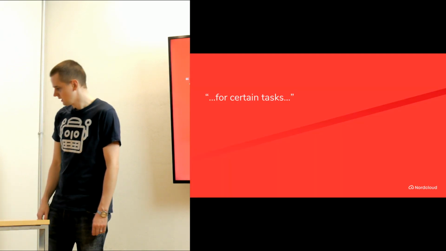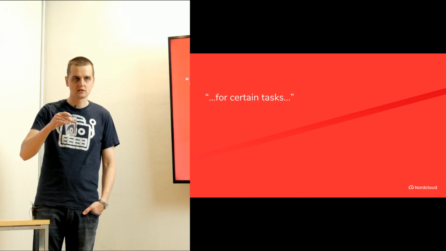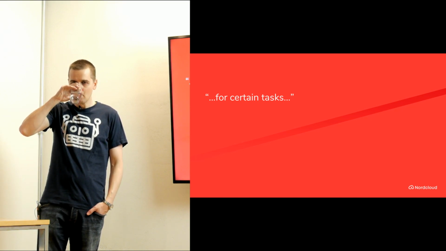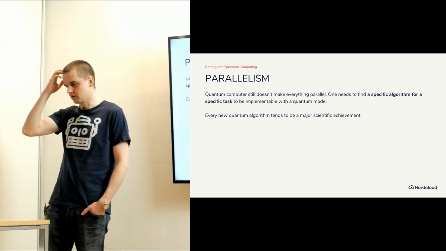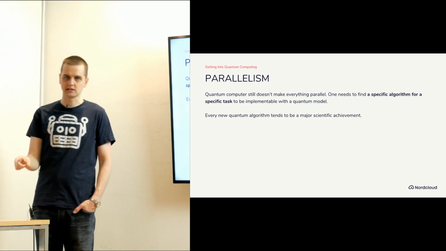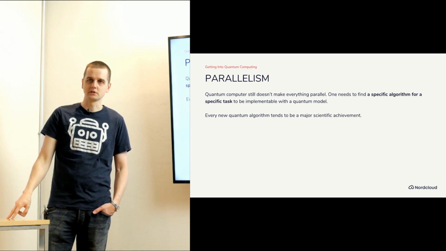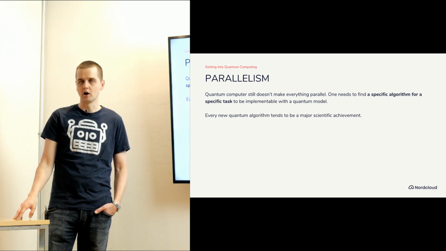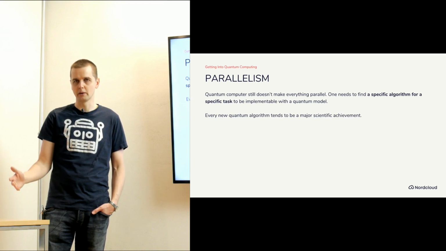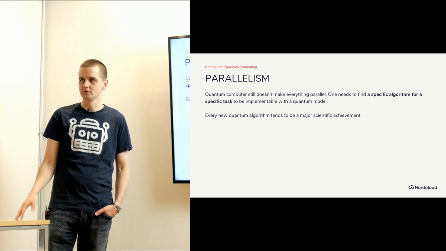Okay, so as said, not completely true, and they already had this limitation. So for certain tasks, which tasks would this be possible? It doesn't make everything parallel. You really need to find a specific algorithm for a specific task. And like I mentioned in the beginning, I was excited because algorithms are fun, but every new quantum algorithm is a scientific achievement. You write a paper, everybody celebrates because it's super hard to come up with new algorithms. So it's not like, I got this new algorithm for optimizing my ad displays on my web page. It's not a new algorithm for calculating damage points in your FPS. It's like improving quicksort, super hard.